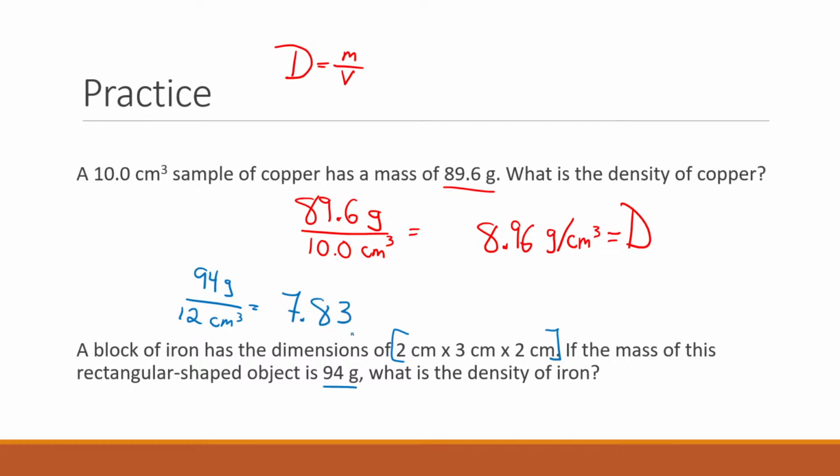7.83 repeating. We're just going to stop at 7.83 grams per centimeter cubed. You can, if you would like, put the repeating sign over it, but that's not usually something we do in chemistry. It's not wrong, but it's not something you normally see.